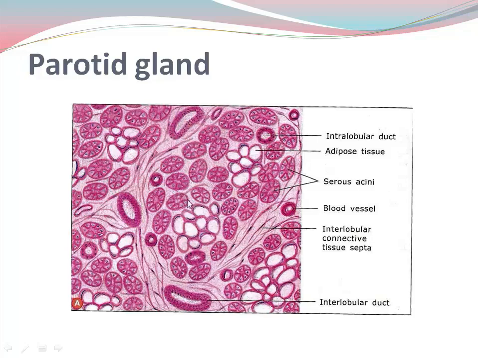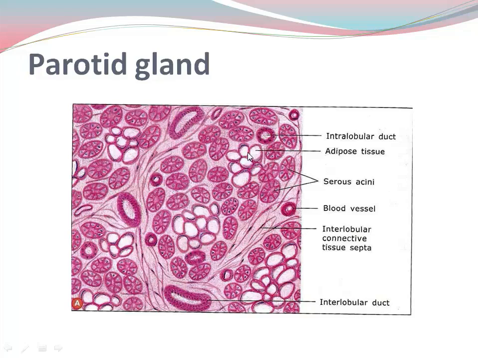interlobular duct, and in this salivary gland you will see some fat accumulations represented in the form of adipose tissue. Adipose tissue is present in the form of vacuoles, because the fat gets dissolved in the process of staining, the microtechnique. So in the final section, when you observe under the microscope, it looks like empty spaces that represent the adipose tissue. Okay.